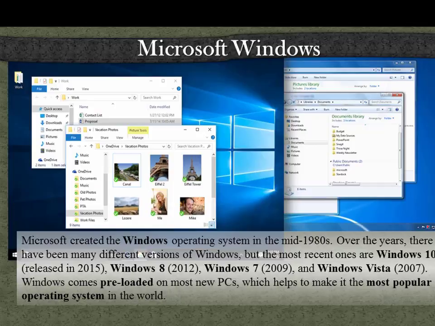Windows comes preloaded on most new PCs, which makes it the most popular operating system in the world. By this we mean when you purchase a computer, it will always come with an operating system preloaded on it, so you don't need to purchase any.